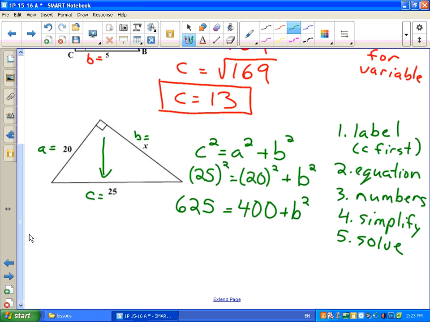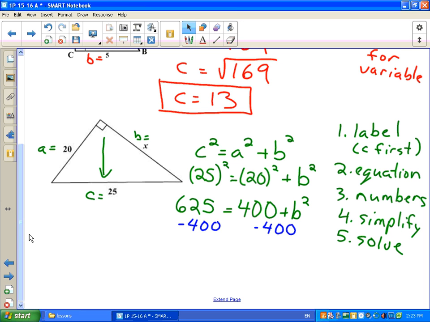So what do I need to get this b squared all by itself? Think back to Unit 3-4 when we did solving equations. How can I get rid of this 400 on this side? Yeah, or subtract 400 here. And if I do that on one side of the equation, what do I have to do on the other side, Logan? Exact same thing. So I'm going to subtract 400 over there as well.